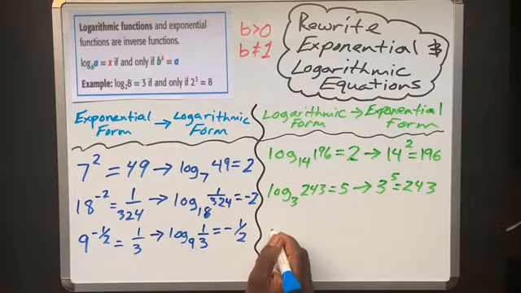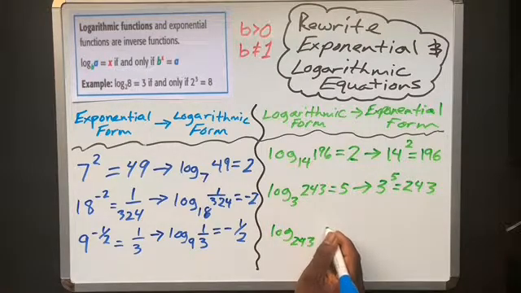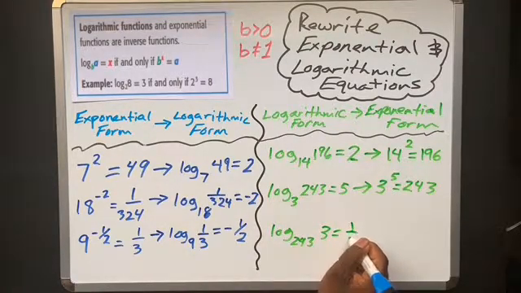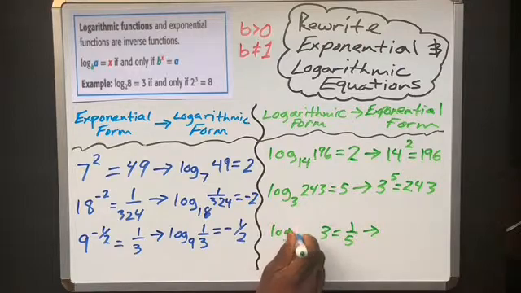All right, let's take log base 243, let's say of 3. And we're going to set that equal to a fraction, 1/5. Now, it doesn't matter. It's the same process. If your base is a small number or a large number, if your exponent is a whole number or a fraction, it does not matter. You still write it the same way. So what is our base? 243. Let me rewrite that just so it doesn't look like a 9.